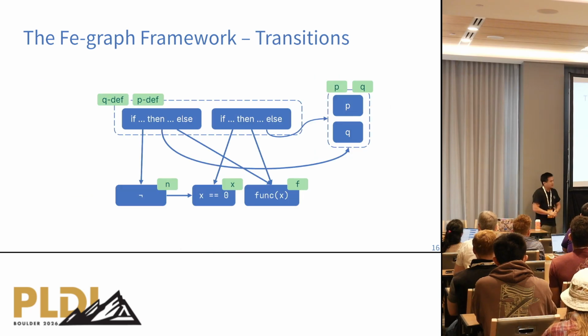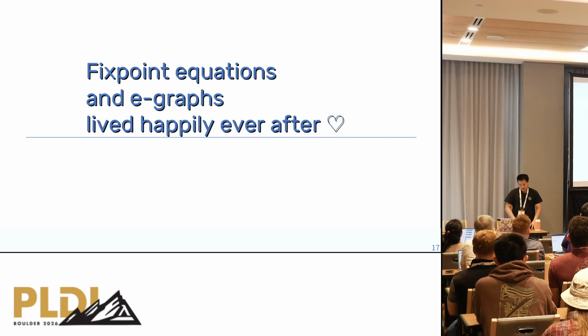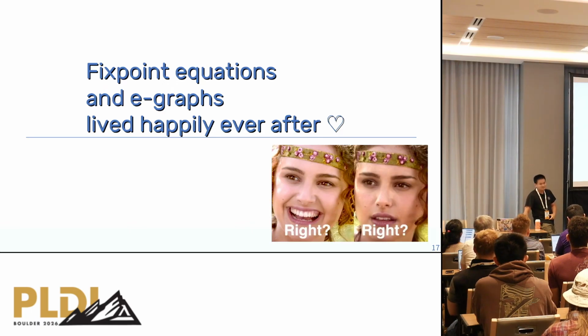And finally, we get this eGraph where the definitions of P and Q are saturated. And because when we merge definition E-classes, it's also good to merge their variables as well, P and Q are also saturated together. And therefore, fixed point equation and eGraph live happily ever after. Right?